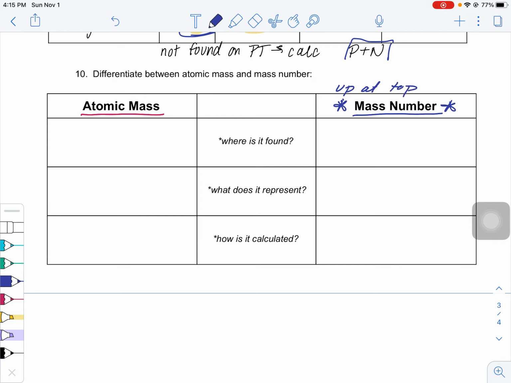Okay, and we've been working with this the entire day, focusing on how to use it to calculate protons, neutrons, and electrons, and to get some information on the isotope. I'll help you out with this one since this was our very first notes from 1026. We know that this information is found on the periodic table.